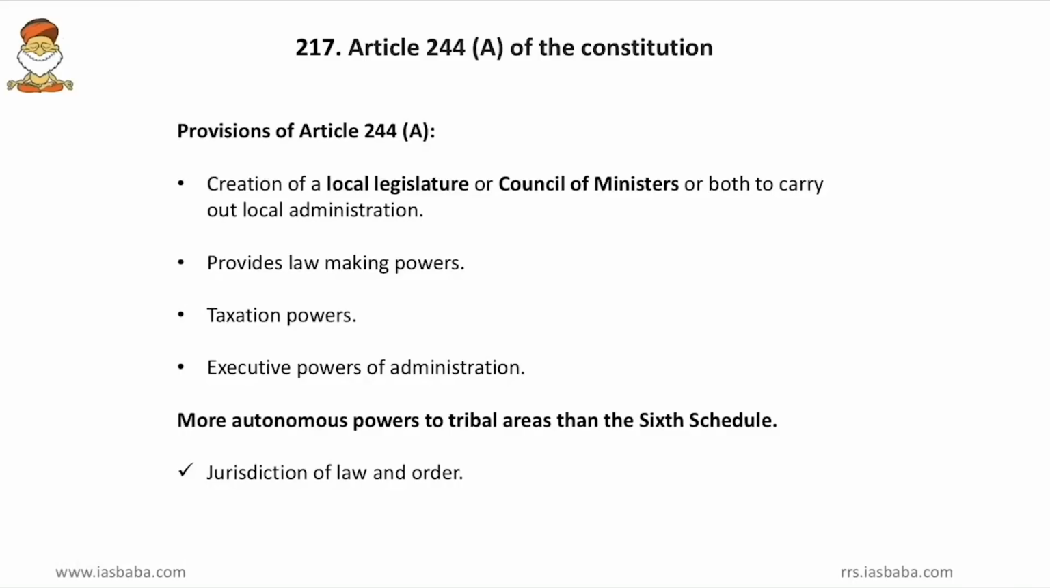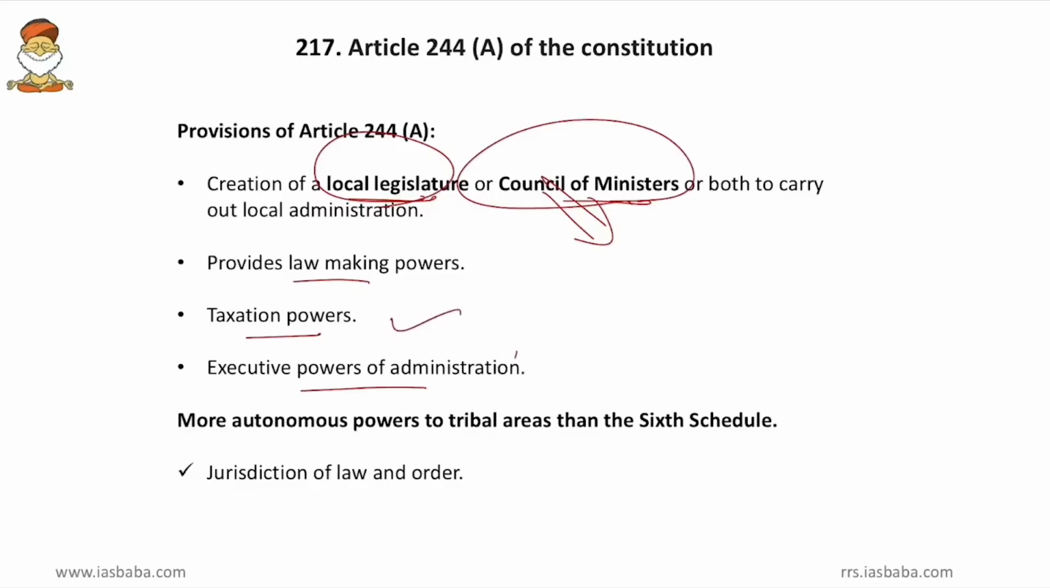It empowers the creation of a local legislature or council of ministers or both to carry out local administration. Then you will have to provide lawmaking powers, taxation powers and executive powers of administration. So, financial, executive and legal powers have to be vested in those legislative assemblies or the councils. Then it provides more autonomous powers to the tribal areas than the 6th Schedule.